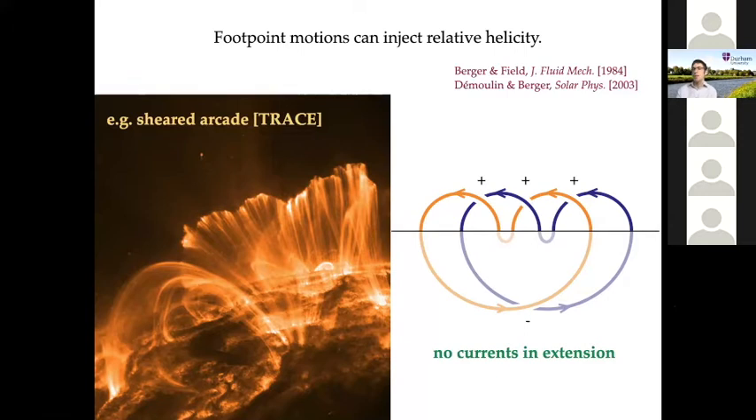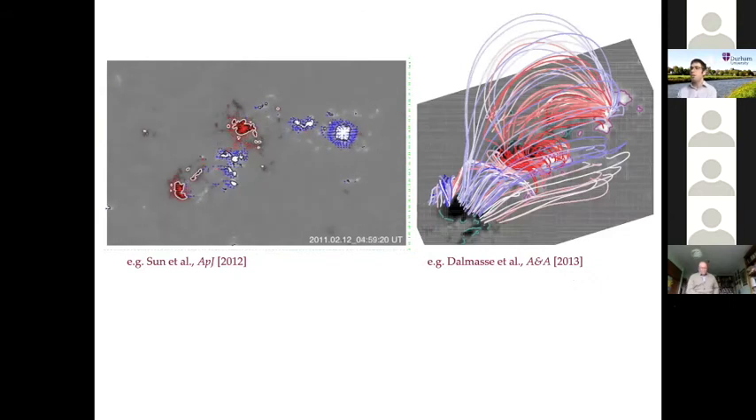And it's precisely that mechanism that creates the helicity in the corona. So the idea is then that we can watch what's happening on the solar surface. Obviously it's more complicated than just shearing an arcade, but we can try and observe the velocity on the surface and find out how much helicity is being injected. And this is what you can do with modern observations.